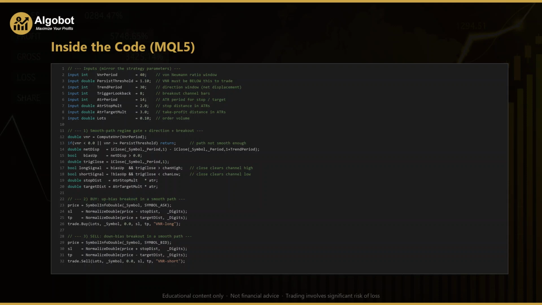Then it measures net displacement to set the bias up or down, and it reads the just closed bar's price against the channel high and low. Now the two signal blocks. The buy condition is true when the bias is up and the closing price clears the channel high.